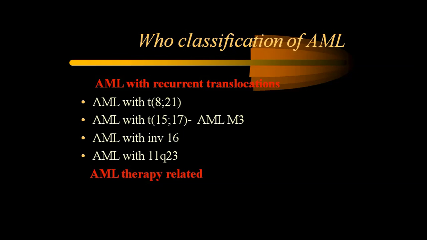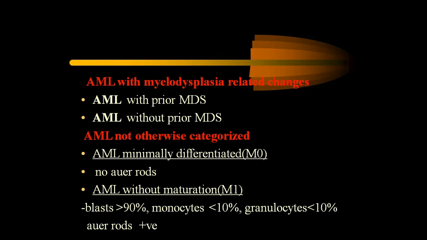The second category is AML therapy related: if the person is taking any alkylating agents or chemotherapy drugs and then develops AML, those types of AML come under this category following therapy. The third category is AML with myelodysplasia related changes. In that we have AML with a prior history of myelodysplastic syndrome, or AML without a prior history of myelodysplastic syndrome.